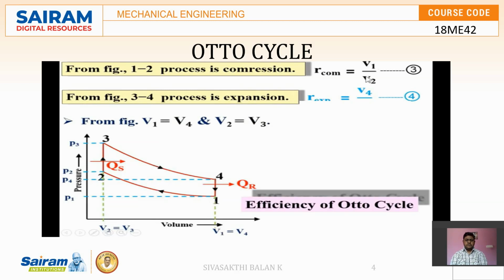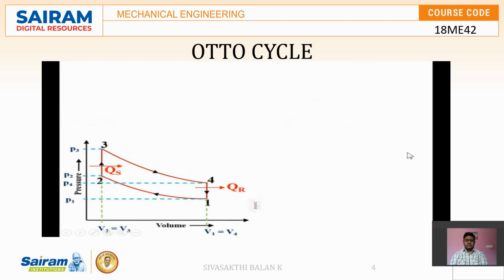So here if you say V1 is equal to V4 and V2 is equal to V3, then from equation number 3 and 4 I can say compression ratio is equal to expansion ratio. So in general I can say it is R. Generally it is known as the compression ratio, so I can say compression ratio R is equal to V1 by V2 is equal to V4 by V3. Let's say it is equation number 5.